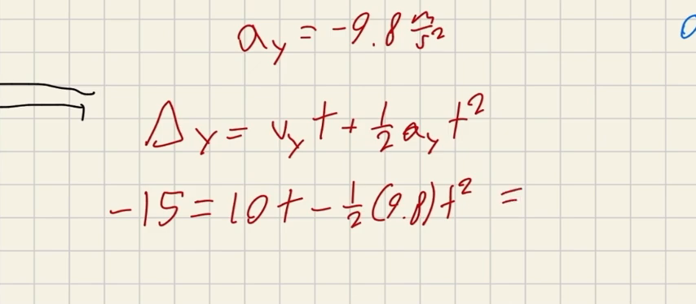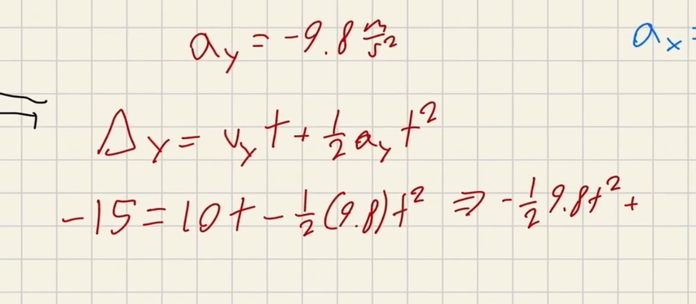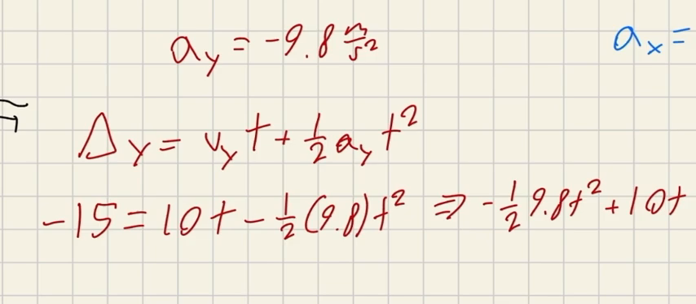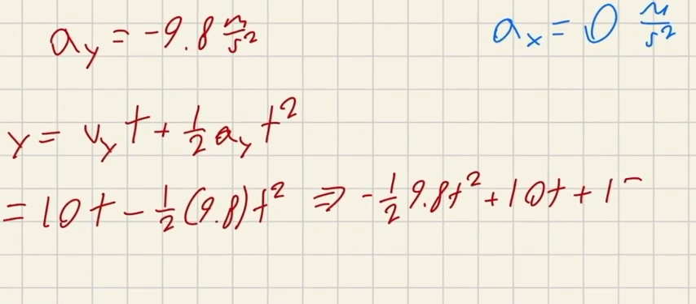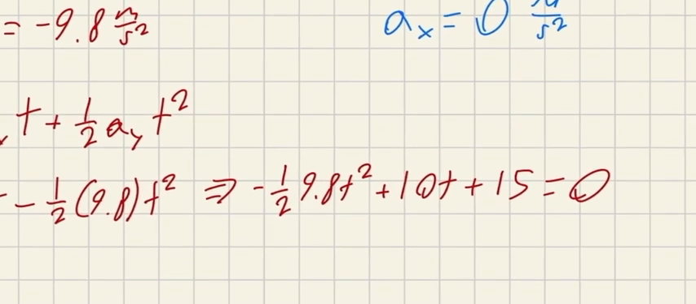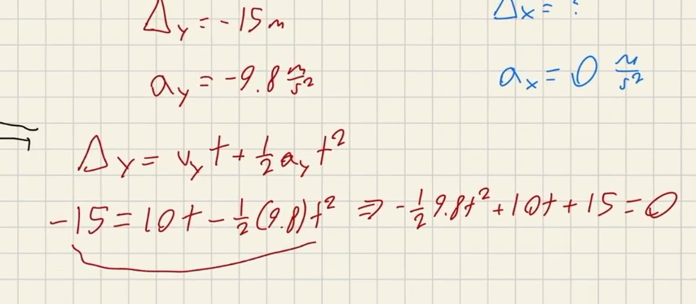We can rearrange this so that it's in the form of a quadratic formula. Negative 1/2 9.8 t squared plus 10t plus 15 equals 0. And all I'm doing there is I'm moving the 15 to the other side. I'm going to simplify our a variable here to be negative 4.9. And then we can plug everything into the quadratic formula.